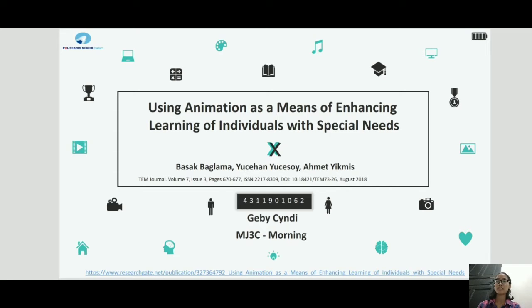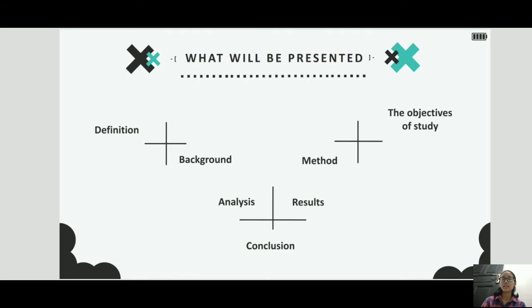I will be presenting the article research conducted by Basek Baklama, Yose Hanyu Choi, and Ahmed Ikmis. This was published in Time Journal in August 2018. The article is about using animation as a means of enhancing learning of individuals with special needs. As you can see in the slide, these are the things that I'm going to give you in this presentation.